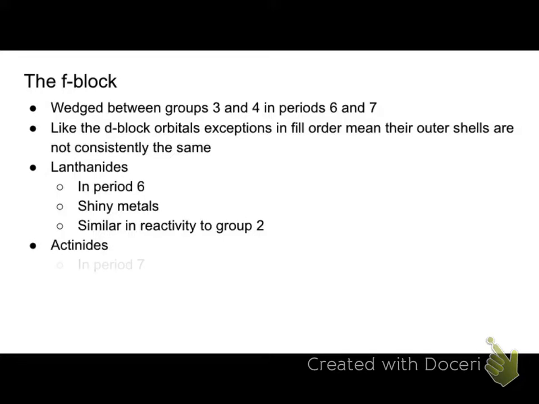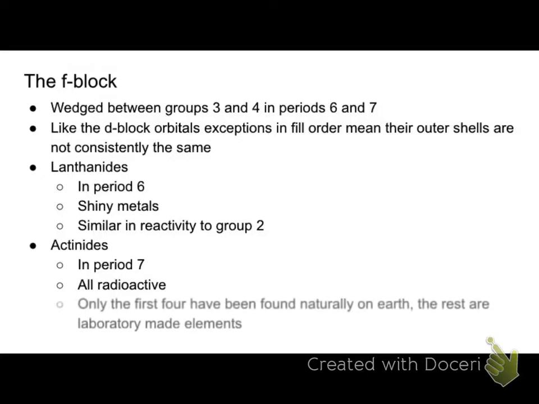And then the actinides are in period 7, and they are all radioactive. Every single one of them is radioactive and will decay over time. Also, on top of that, only 4 of them have been found naturally on Earth, the first 4 in that group. The rest of them have only ever been synthesized and measured in a laboratory. Is it possible that they exist out in the world without our knowledge? Yes. Is it likely? No. They have very short half-lives. They are going to decay into other elements very quickly, and so they have only ever been measured in a laboratory.